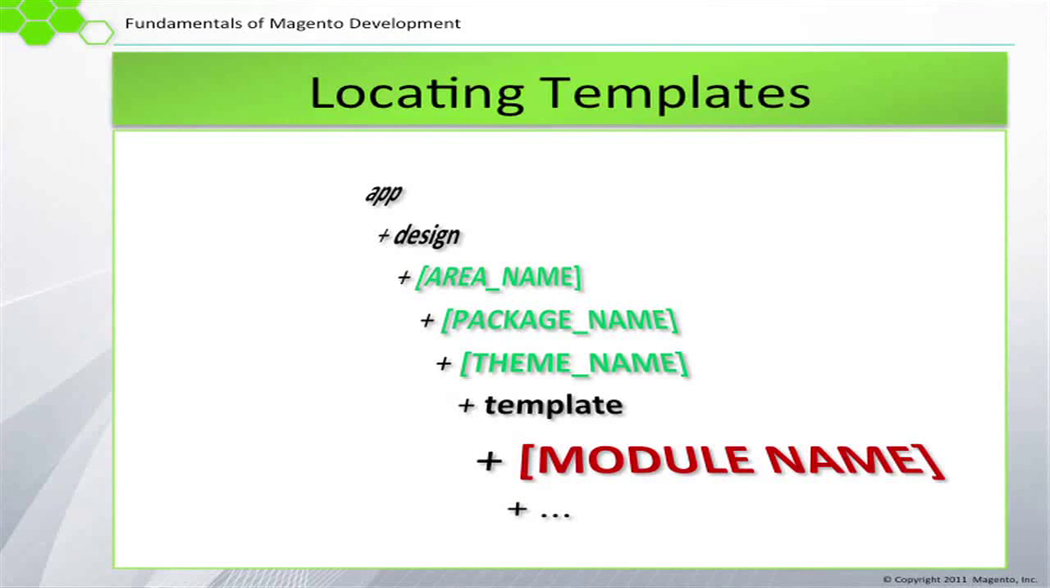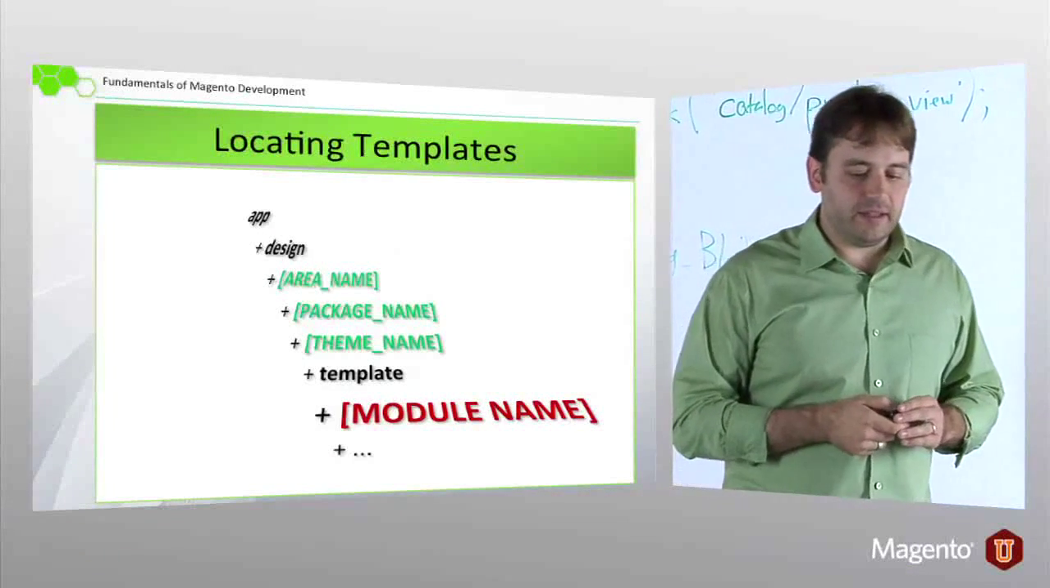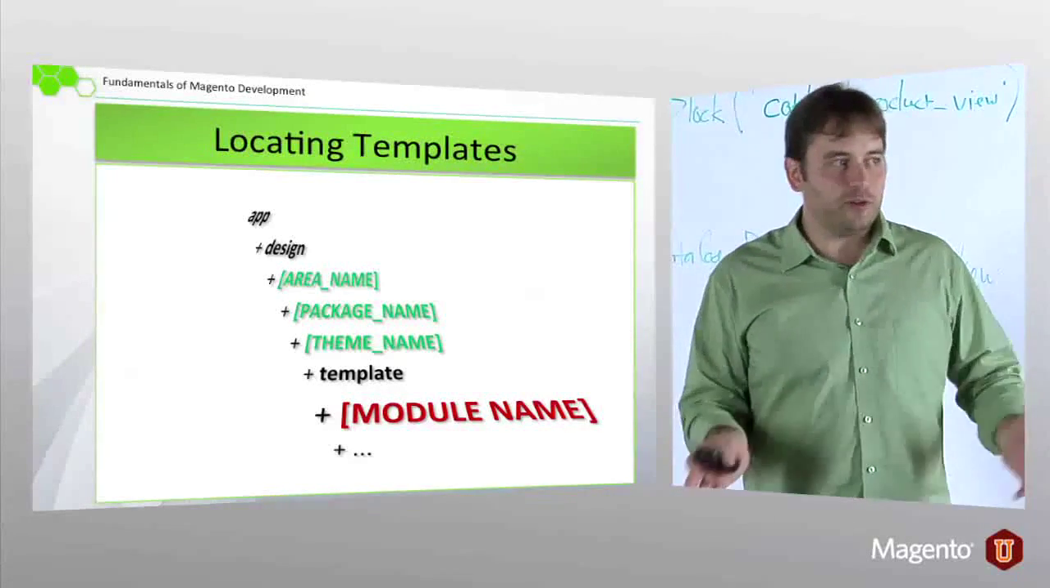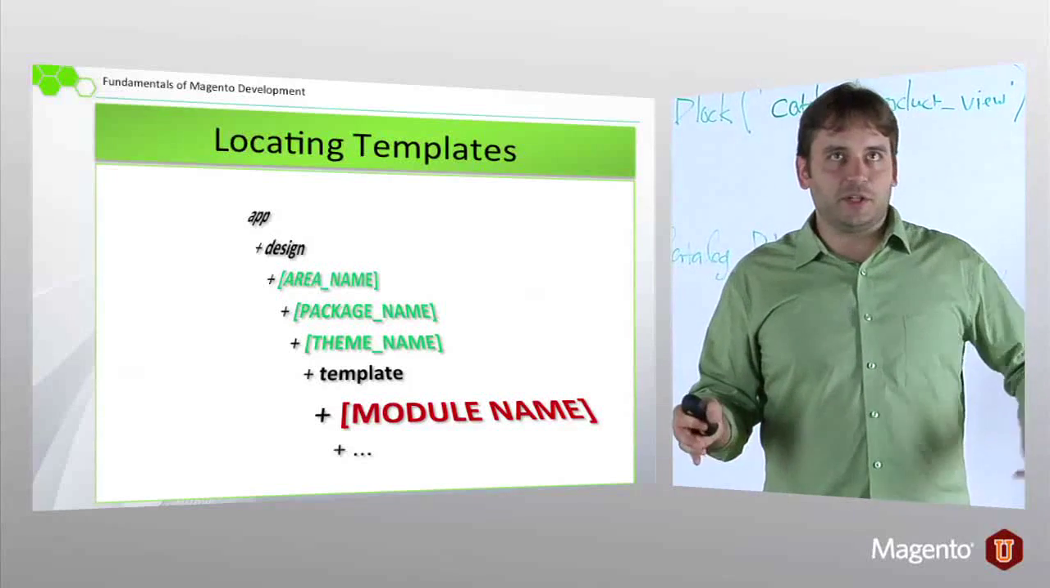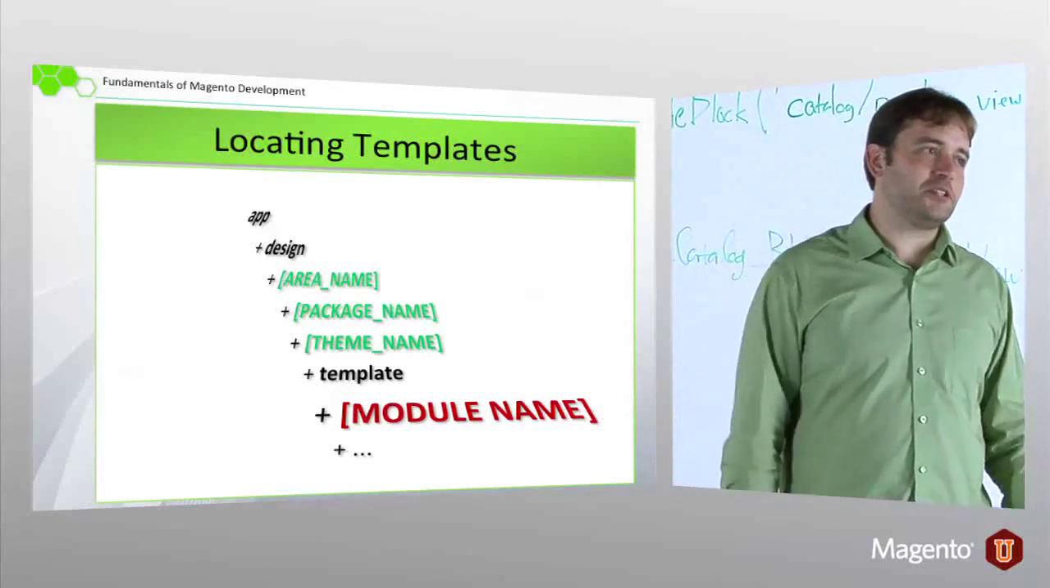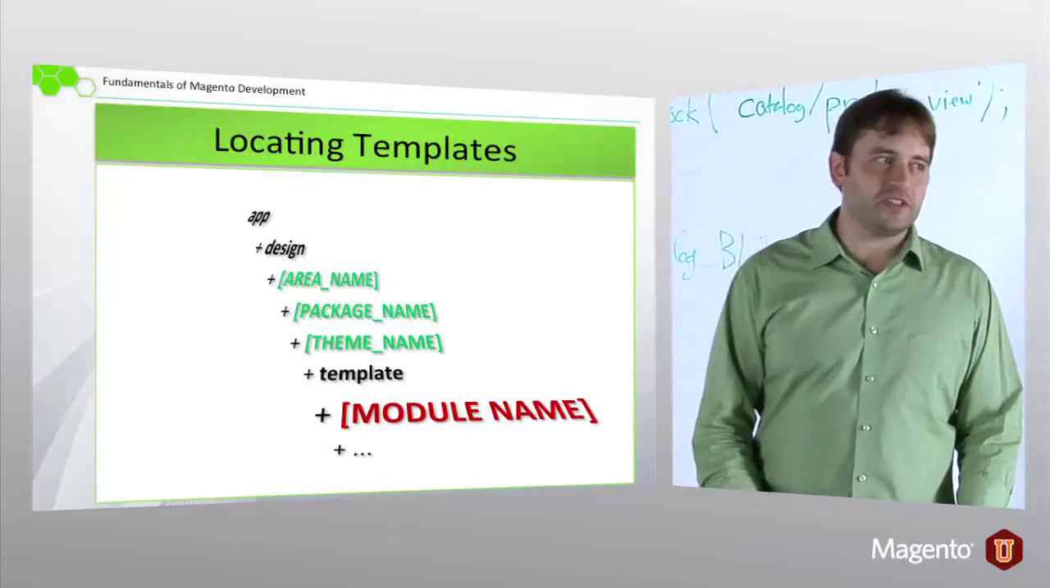All right, so locating templates. So we're good. Now we've covered basically the app code space and the autoloader, and no one has gotten up and left the class yet. That's really good. I'm very pleased with all of you.